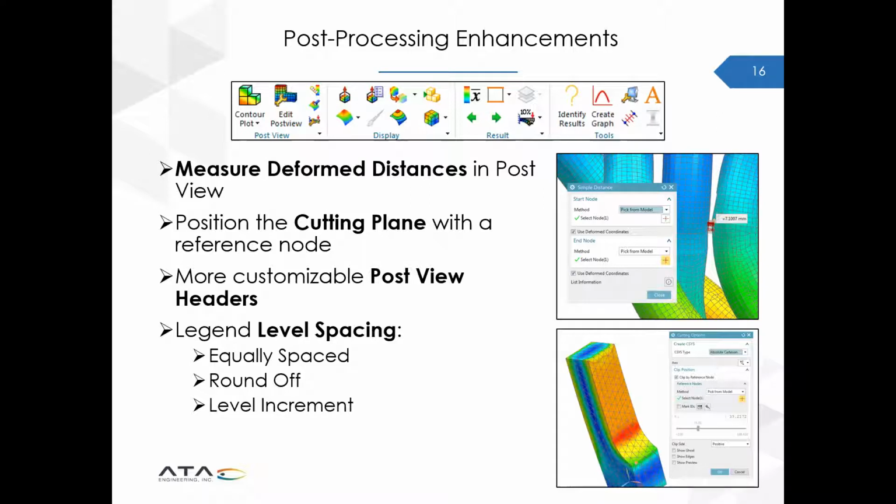But then we have 2 new ones. So with round off, we specify a minimum number of levels across which the colors will be scaled. And then for a level increment, we can specify either a maximum number of levels or a range of value per level, and then it'll be used to scale.